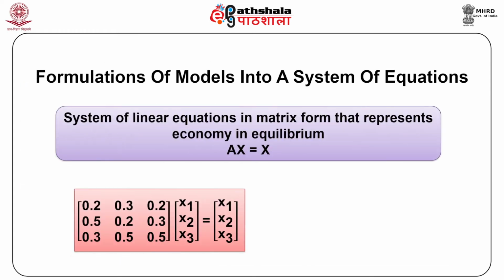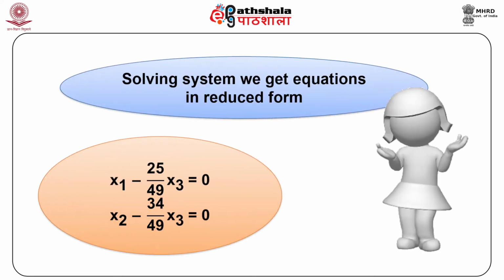Now the system of linear equations in matrix form that represents the economy in equilibrium is given by Ax = X, that is [0.2, 0.3, 0.2; 0.5, 0.2, 0.3; 0.3, 0.5, 0.5] times [x1, x2, x3] equals [x1, x2, x3]. Solving this system, we get the equations in the reduced form as x1 − (25/49)x3 = 0 and x2 − (34/49)x3 = 0.